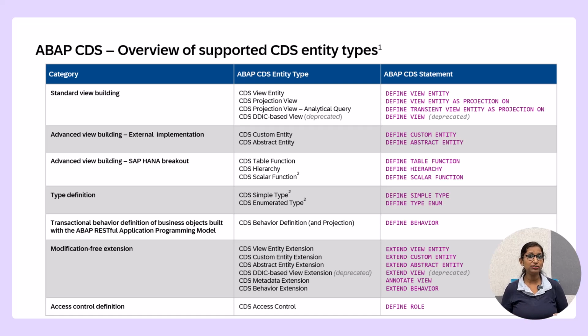Then there is type definition such as CDS simple and enumeration types. Then domain-specific definition of business objects, built with the ABAP RESTful application programming model. And then you have modification-free extension at the data model level and at the metadata level. Then the important one again, access control definition to define the data access role. Please note that the CDS DDIC-based views have been deprecated.